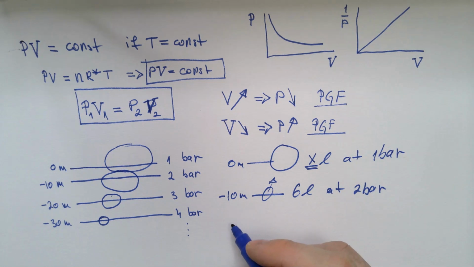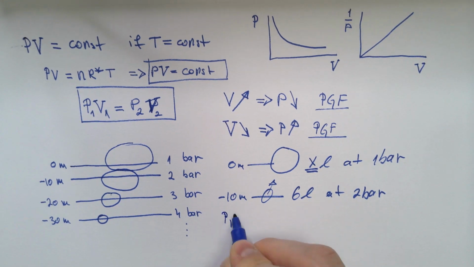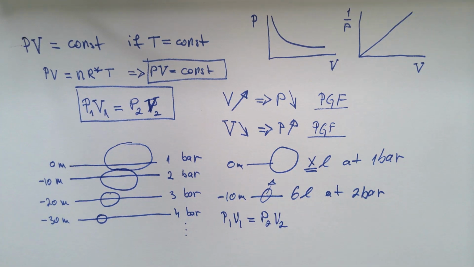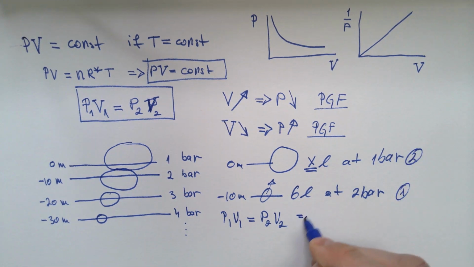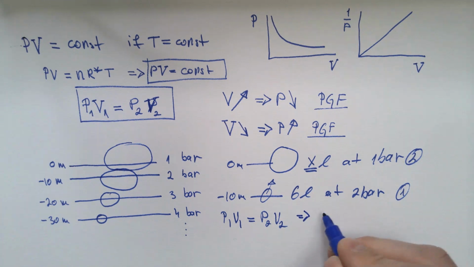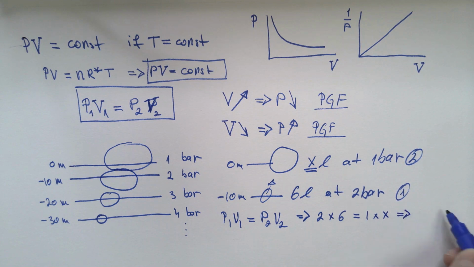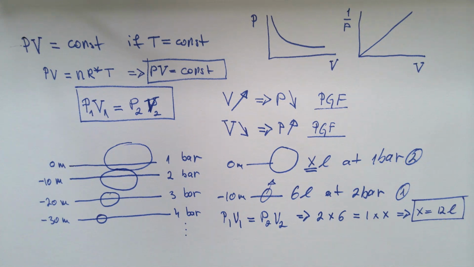Well, we use Boyle's law. So we say P1V1 equals P2V2. So this will be my condition 1 and this will be condition 2. So that means 2 bars times 6 liters is equal to 1 bar times x liters. And from here, I hope you can see that your lungs will be 2 times 6, 12 liters. And for sure, you will not survive this ascent.